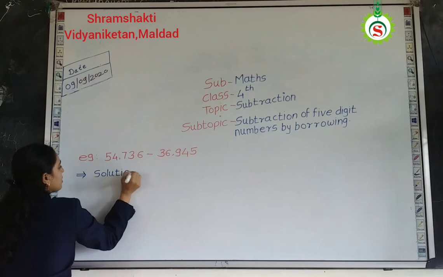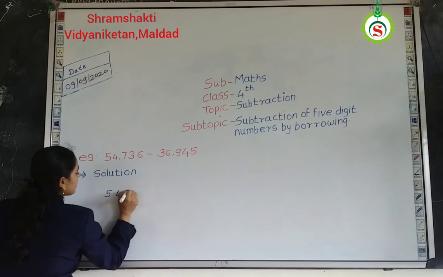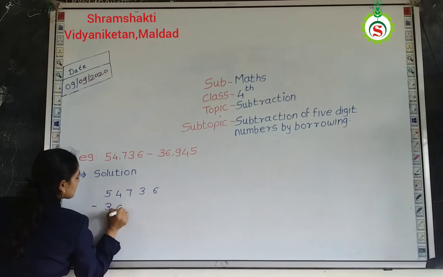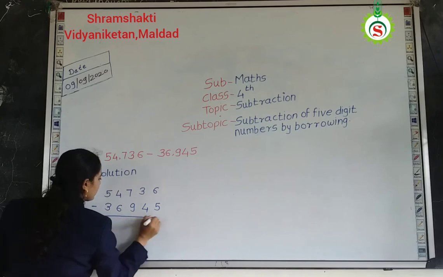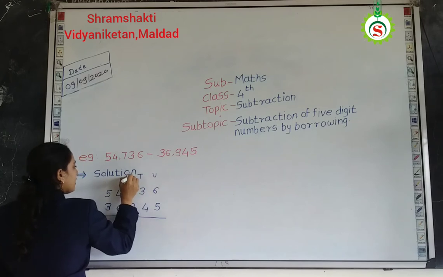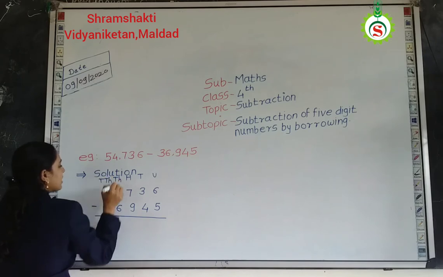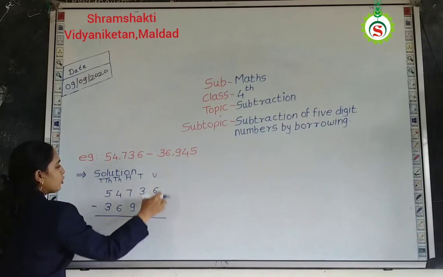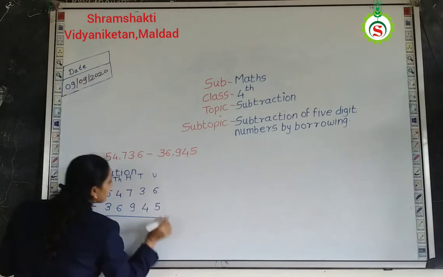Then arrange the given example vertically. 54,736 minus 36,945. Give places: units, tens, hundreds, thousands, and last, 10,000. Then solve place-wise. 6 units minus 5 units, how much? 1 unit. Write down 1 in the units column.